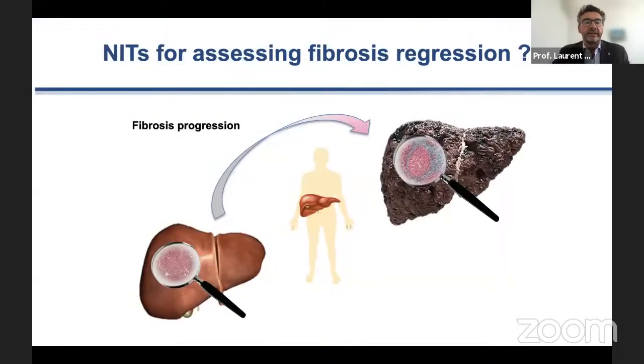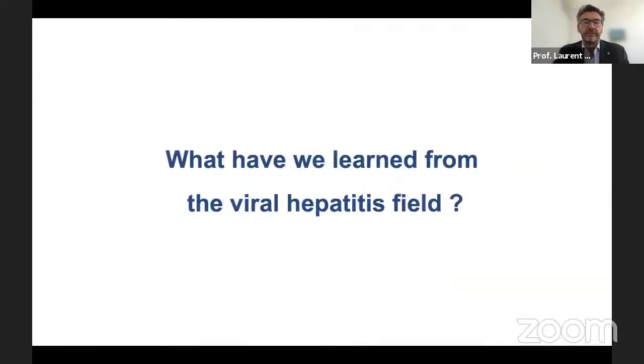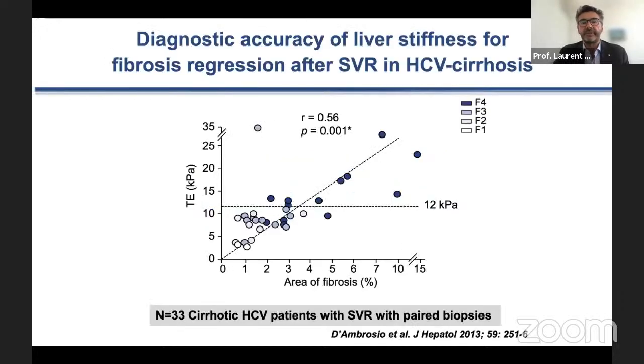Now, what about fibrosis regression? These tests have been shown to work well for fibrosis progression, but we don't really know for fibrosis regression. Most data we have so far come from the viral hepatitis field, HBV, HCV. We have this interesting study from the group of Massimo Colombo and our group.